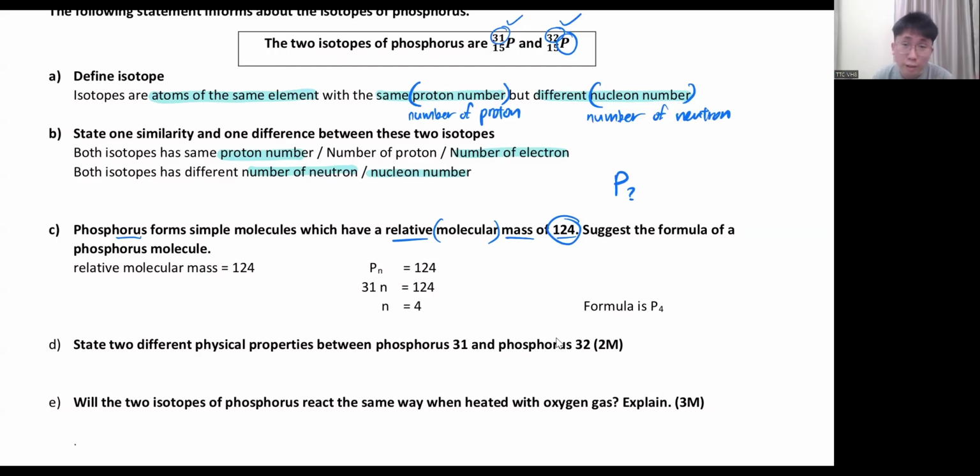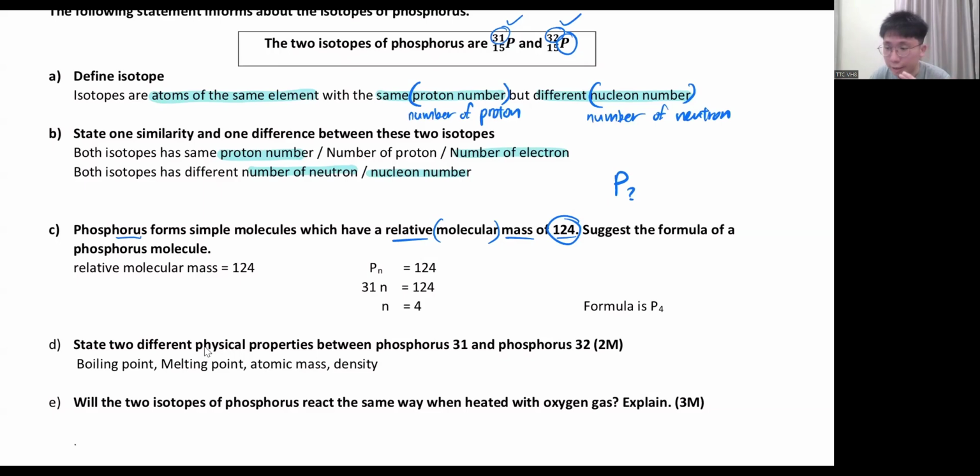But as we know, 31 and 32 is the nucleon number, right? Nucleon number is also the mass. So if the mass changes, density changes. Melting point, boiling point, and then the mass changes, the density changes. So choose from these. I mean, choose two, because they say state two different physical properties.